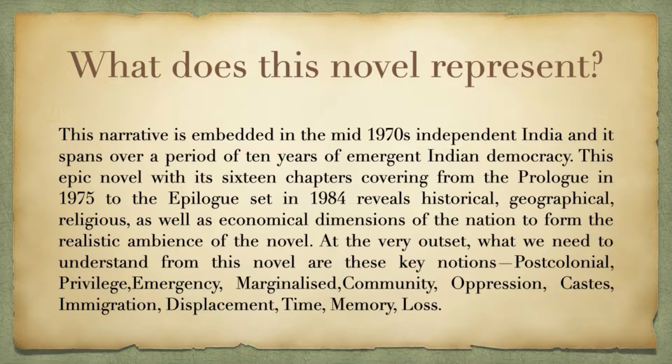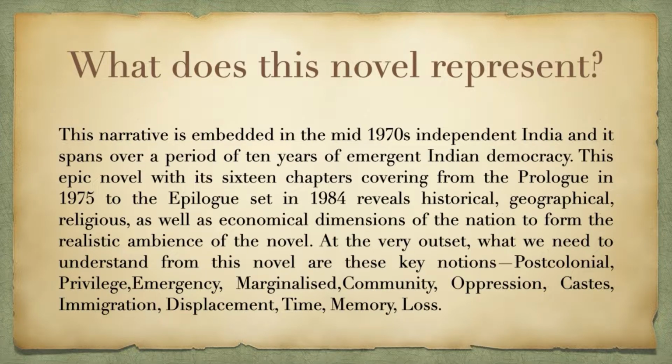We must keep in mind that this narrative is embedded in mid-1970s independent India, and it spans a period of a decade, that decade of emergent Indian democracy. This epic novel, with its 16 chapters covering from the prologue in 1975 to the epilogue set in 1984, reveals historical, geographical, religious, as well as economical dimensions of the nation to form the realistic ambience of the novel.